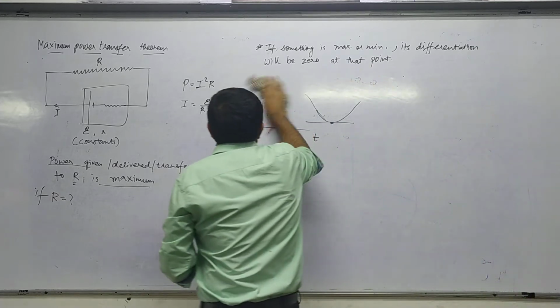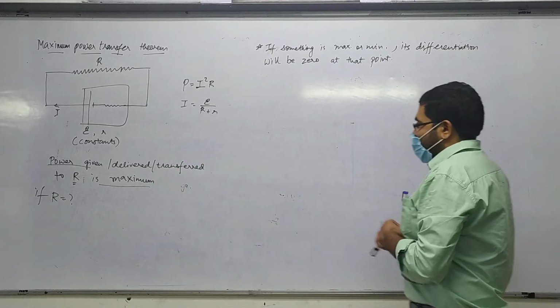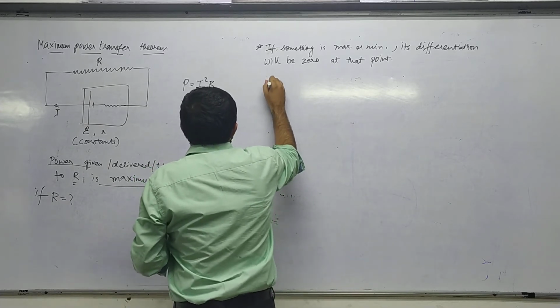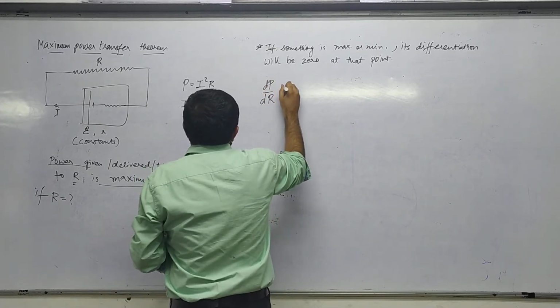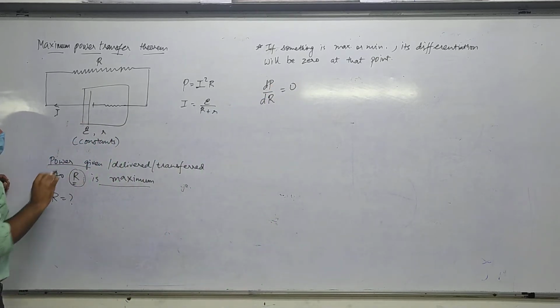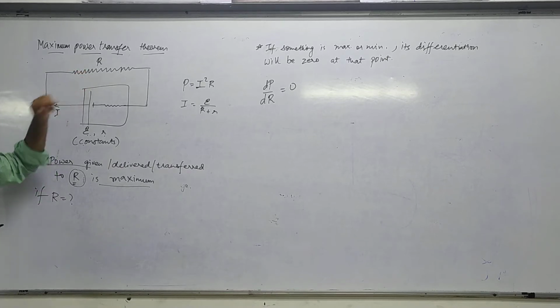Okay, then what do we do? If we know that power is supposed to be maximum, then we will write dP by dR equal to 0. Now, you might be wondering, why am I changing capital R? Because these two are constant. Suppose someone gives you a fixed cell, then epsilon will be a constant and small r will be constant in the general case. Understood? So capital R is changed.